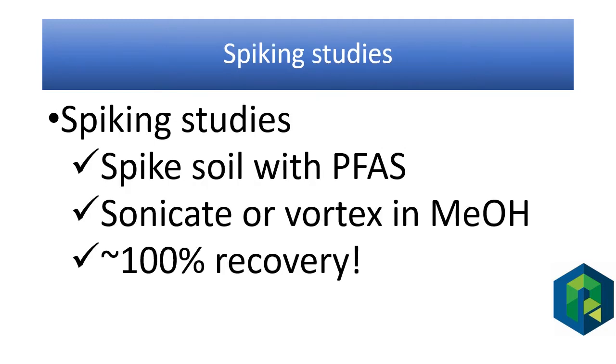A typical way to test for that is by running a spiking study. Now to do that, you would take a soil sample and you would spike it with a known amount of PFAS. Now this could be isotopically labeled standards, it could be surrogate compounds, or it could be native PFAS. The important thing is that you know how much you put in so that you know how much you should be recovering using your extraction method. So you take the spiked soil and you would sonicate it in methanol. And with optimized experimental conditions, you could expect 100% recovery.